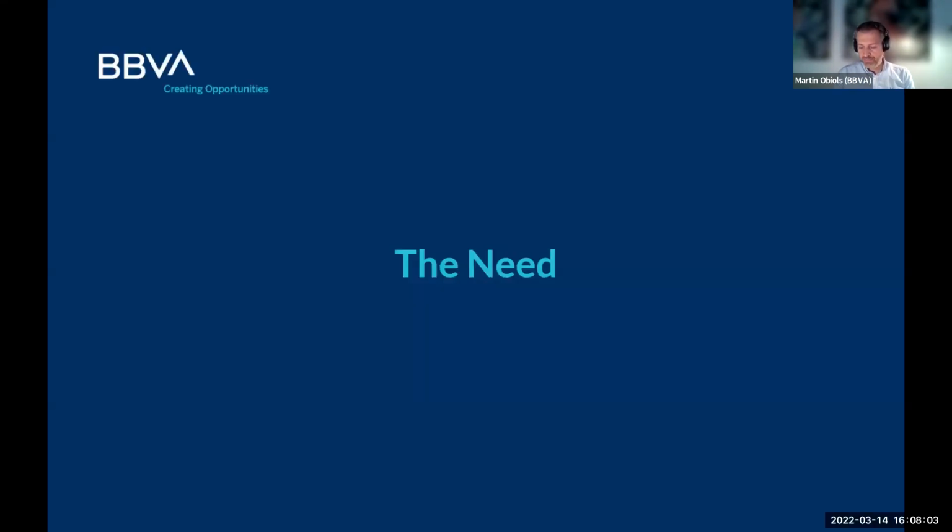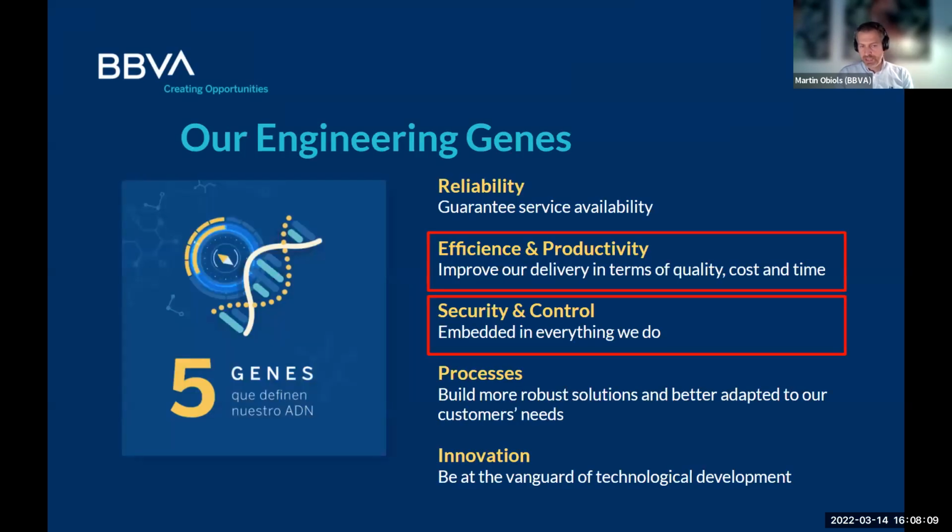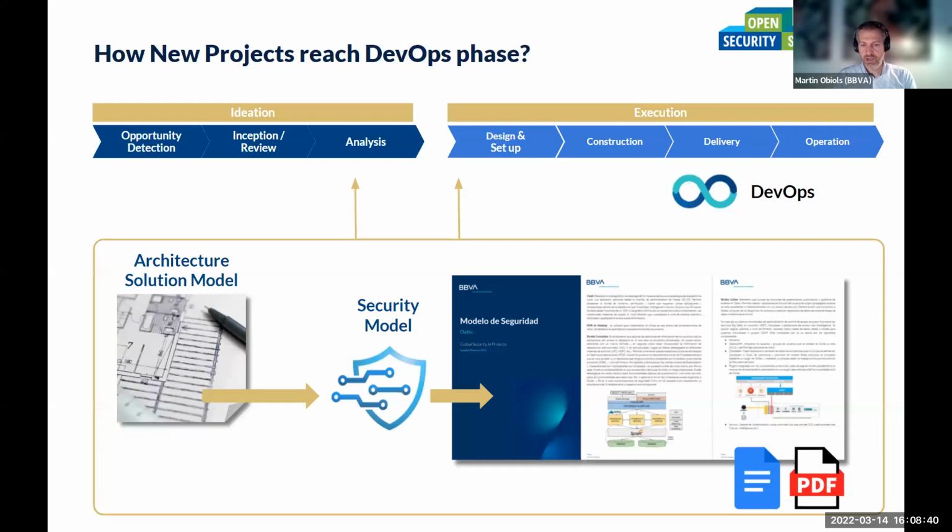The need. Why are we trying to do this to begin with? So at BBVA, on our engineering team, our leadership has provided us with a mission in the form of 5 genes. You can check that in this slide. But essentially, when we talk about efficiency and productivity and security and control, our leaders are asking us to try to improve the everyday work that we do as security teams, as security architects, and as security engineers. We need to try to improve that. But there is more beyond that, okay?